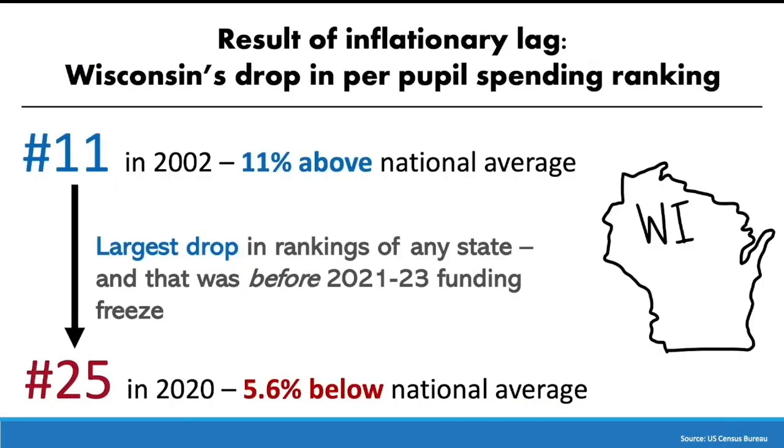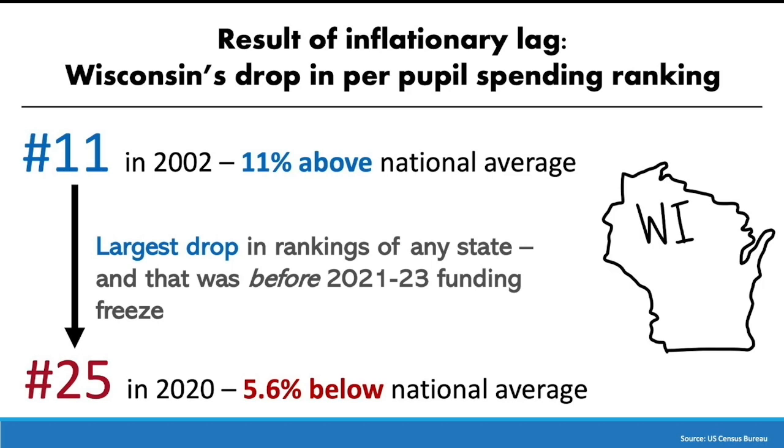Here's a look at one consequence of the way K-12 funding has taken shape in Wisconsin over the past couple decades. Wisconsin's national rank in per pupil spending on K-12 education has dropped from 11th in the nation in 2002, when it was spending 11% above the national average, to 25th in 2020, when it was spending 5.6% below the national average, the largest drop of any state in that period. And that was before the freeze in general revenue over the '22 and '23 school years.